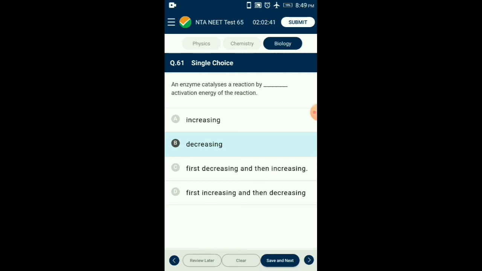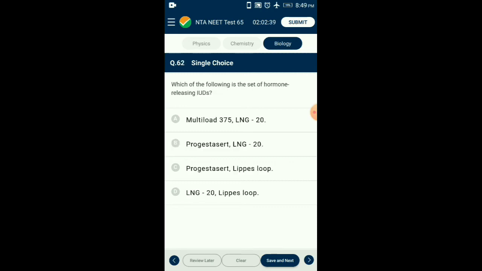Question number 62. Which of the following is a set of hormone releasing IUD? Types of IUDs. Non-medicated IUDs, example Lippes loop. Copper releasing IUDs, example Copper T, Copper 7, Multiload 375. Hormone releasing IUDs, progestasert, LNG-20. So the answer is option B.